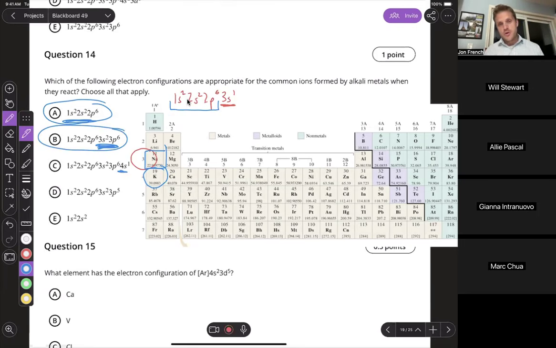This is not a group 1 metal after it reacts because group 1 metals are right here. They've got one valence electron, and when they react, they're going to lose that valence electron. All right, same thing here. We don't have a full outer shell. This is actually a halogen. And then here, same thing. That would be a group 2, that would be beryllium there. So just choice A and B for question 14. We're looking for something that's got a full outer shell, that noble gas configuration.